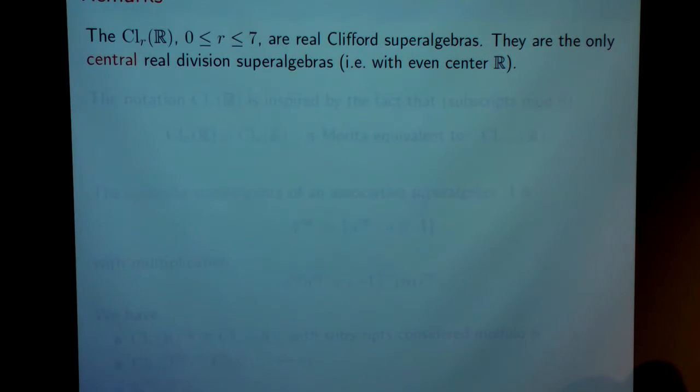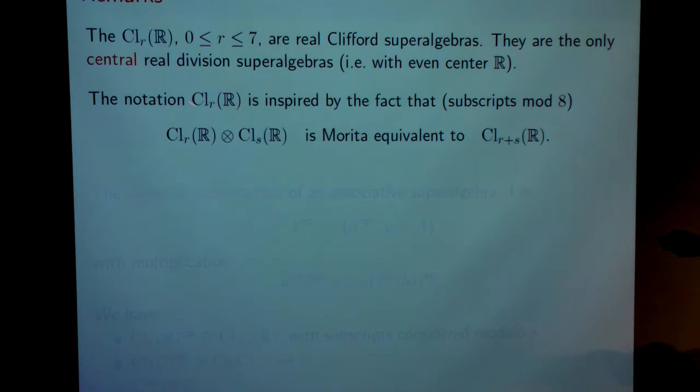So some remarks: these things that I denoted Cl sub R are real Clifford superalgebras, and they're the only central real division superalgebras, where the even part of the center is R. For the other ones at the bottom, C and the complex Clifford superalgebra, the even part of the center is C. And the notation, the subscript, has a meaning. If you tensor two of these, it's Morita equivalent to the one you get by adding the subscripts, where you take the subscripts mod 8.